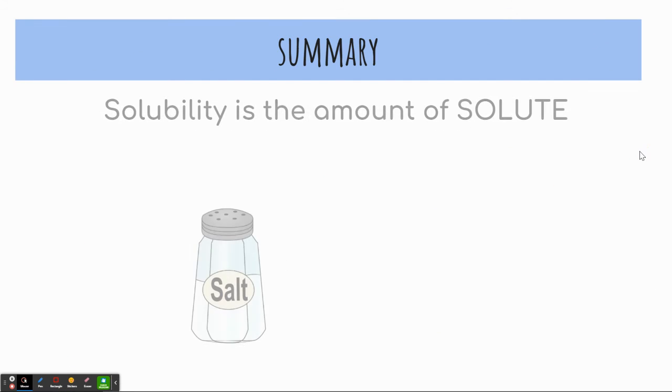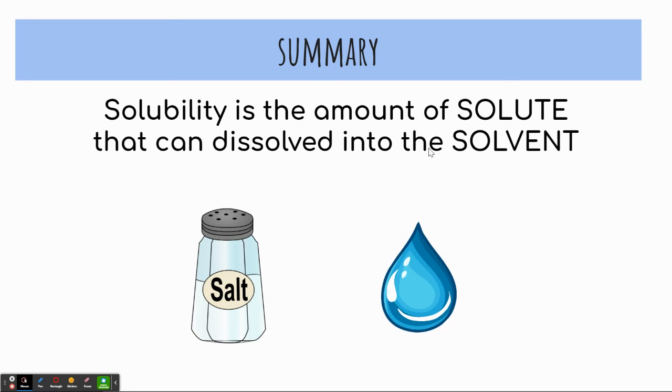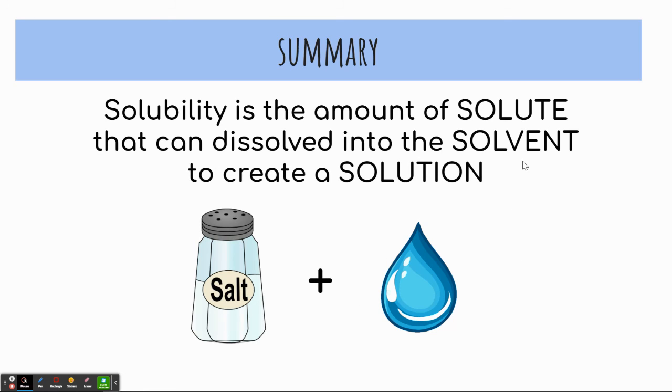All right, so summary here. Solubility is the amount of solute, we used salt for our example, that can be dissolved in the solvent, remember water, to create a solution. So salt is the solute, the water is the solvent, and it created a solution. Remember, this is just an example. There's a bunch of different examples out there.